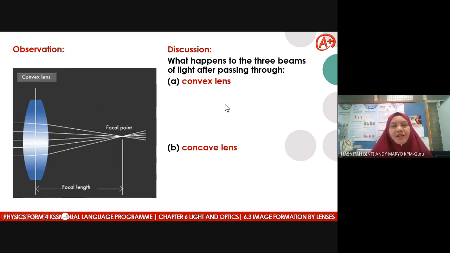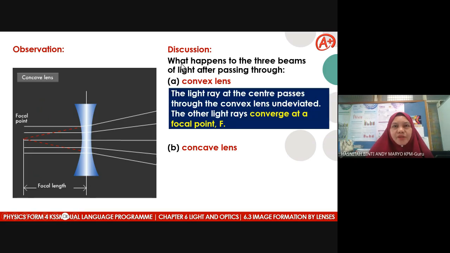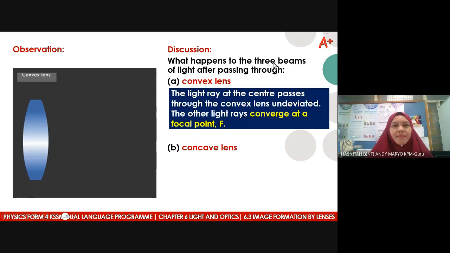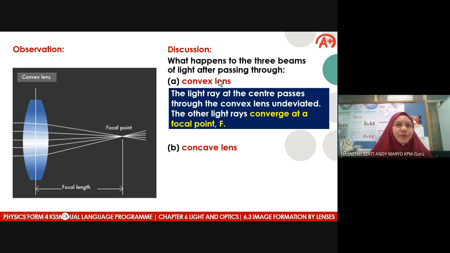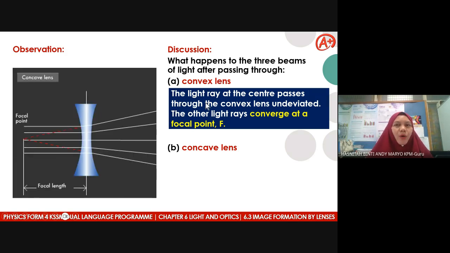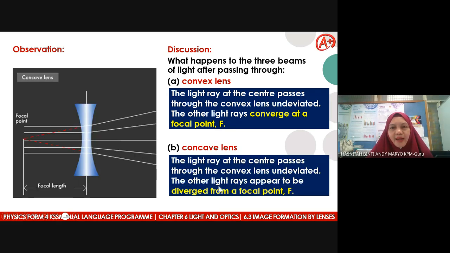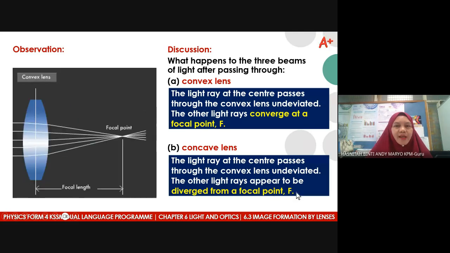This is a few discussion questions we might consider. The first question: what happened to the 3 beams of light after passing through the convex lens? They will be converged at the focal point F behind the lens. While for the concave lens, what happened to the light? It will be diverged from a focal point in front of the lens.